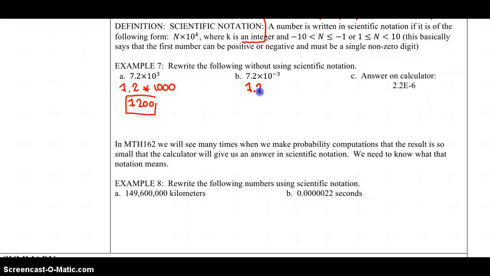So again, in an early part of this section, we know that a negative exponent we think of as a reciprocal. So 10 to the negative 3 is 1 over 10 to the third. So this is 7.2, and then 10 cubed we said was 1,000. So now we're taking 7.2 and dividing by 1,000.